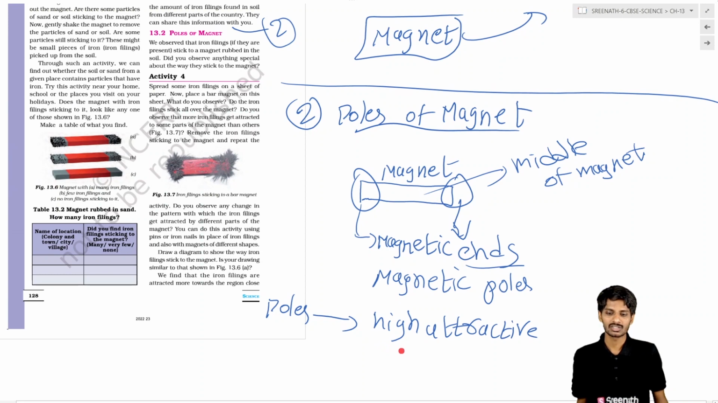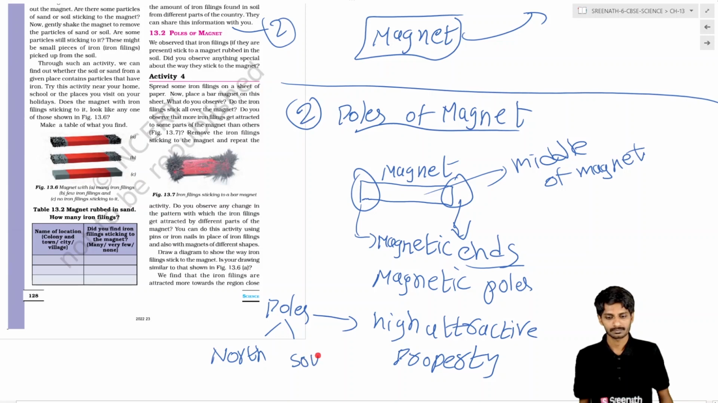Poles having high attractive property. What are poles? Poles are nothing but the ends of the magnet. A magnet has two poles. We call them two poles because it has two ends, no? So how many poles are there? There are two poles, and we named them North Pole and South Pole.